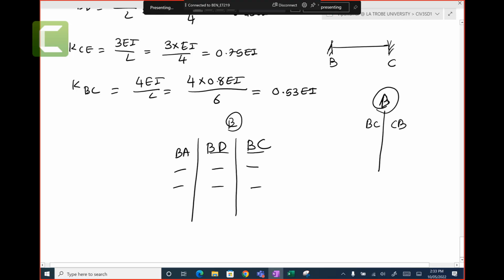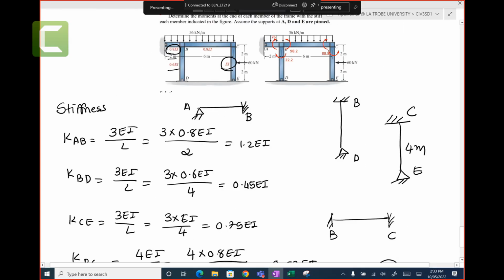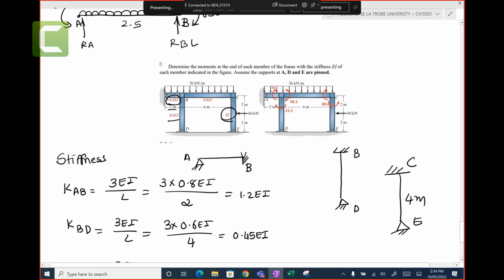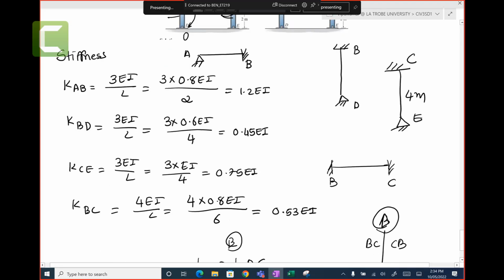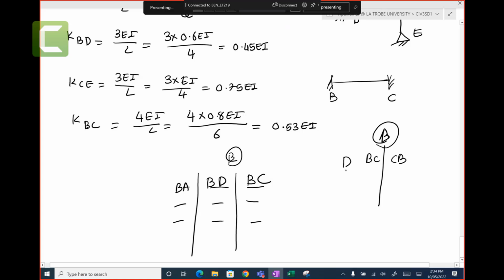We don't do the carryover for the middle? No, you do carryover for middle members. No, middle members, because what is happening in the carryover BD? You just need to think. If you have a moment at D, how much would be carried over at D? That would be 0 to the D. You can look at the tables, and if you have DB, from BD to DB is 0, because BD and DB are the same.